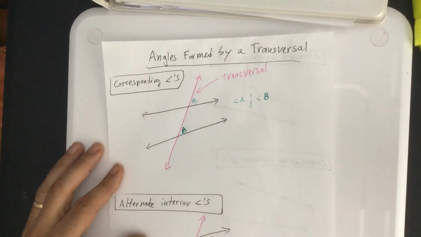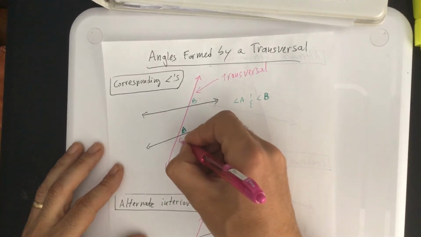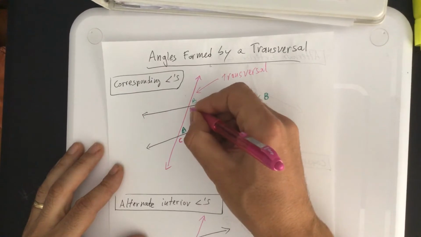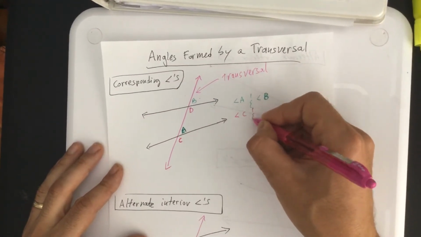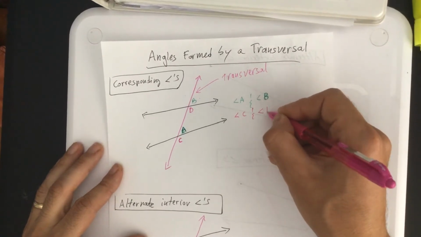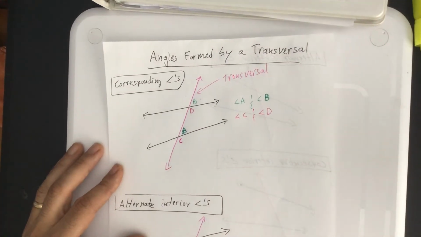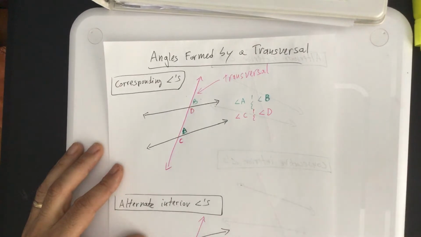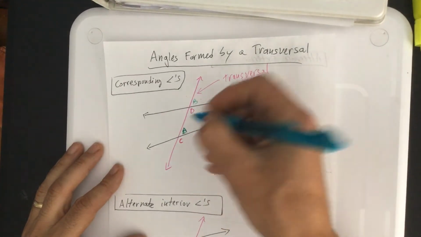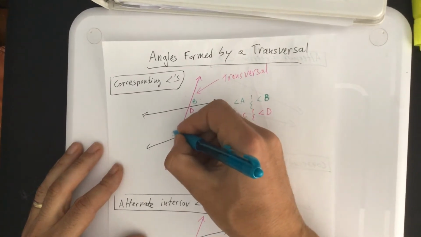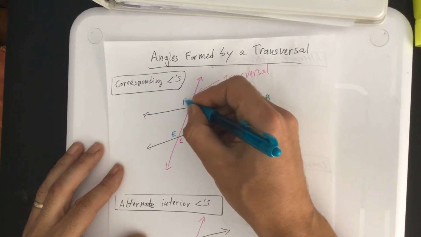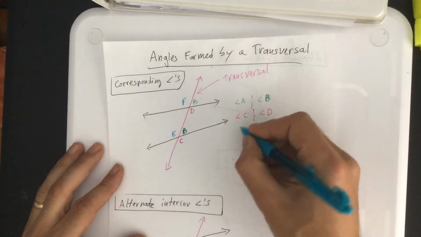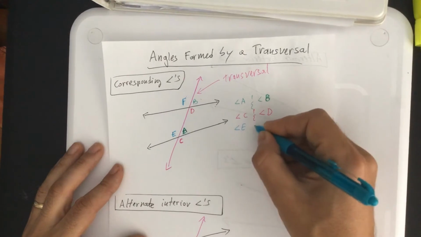So let's use a different color. Let's call angle C and angle D. Angle C and angle D are corresponding. Let's look for more. Let's use blue. This angle over here is called E, and this angle over here is called F. So these two angles are also corresponding. They correspond to each other.